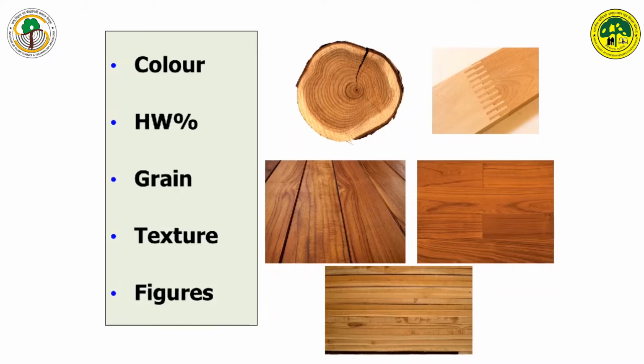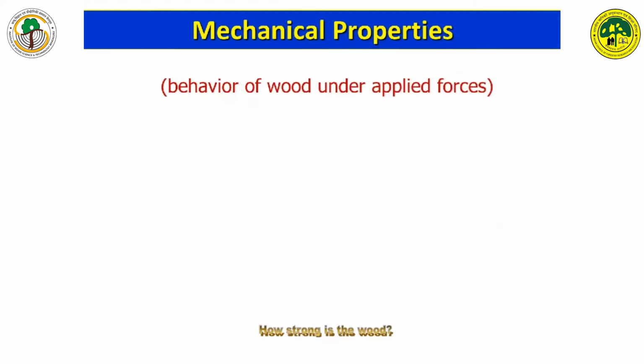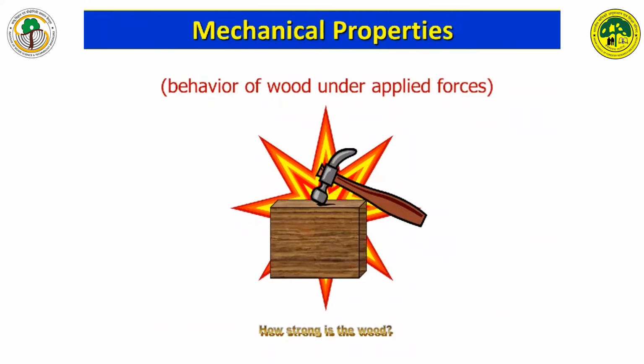So if heartwood is higher in quantity, the tree will fetch more value. Similarly, the grains which appear on the surface and their texture and figures are very important while going for different applications. Next is the mechanical properties of the wood, like behavior of the wood under applied forces.